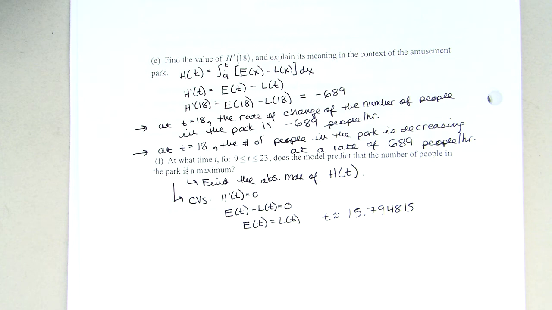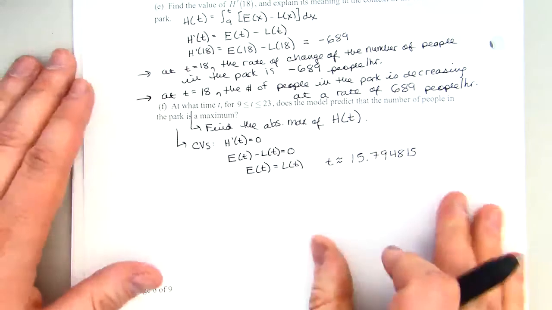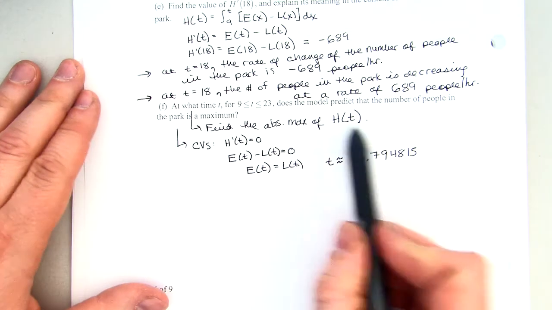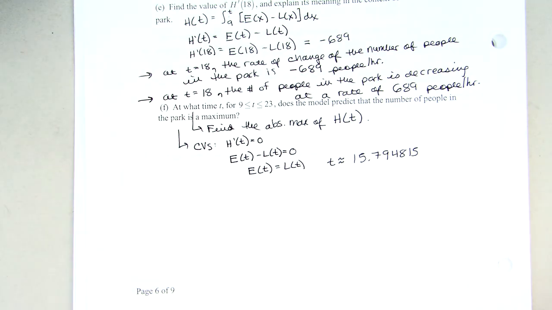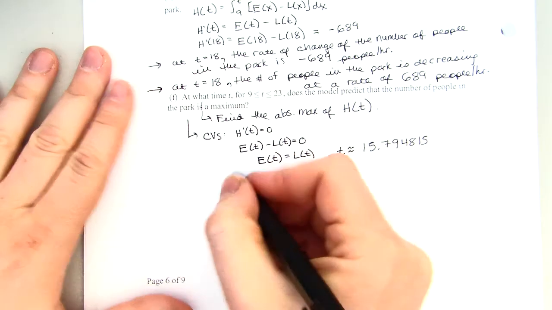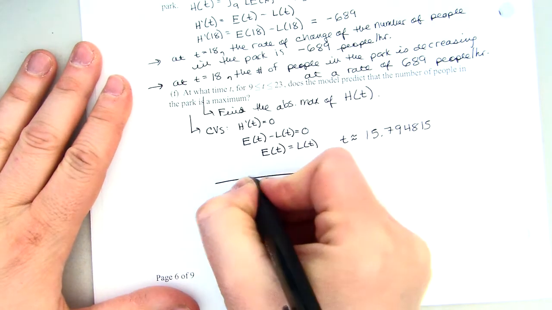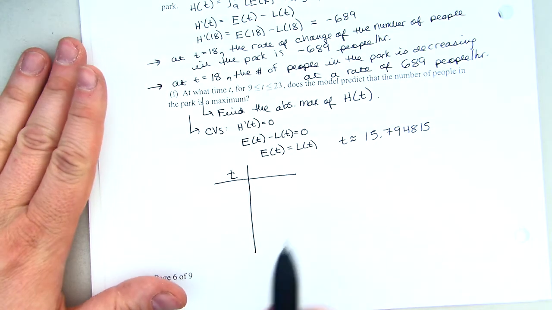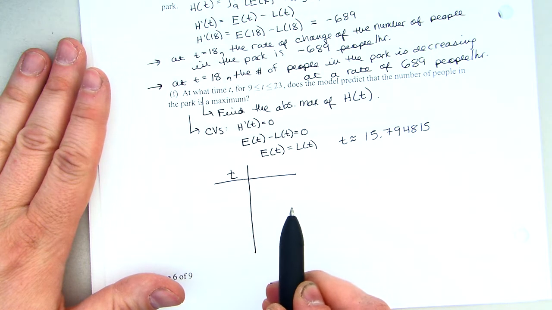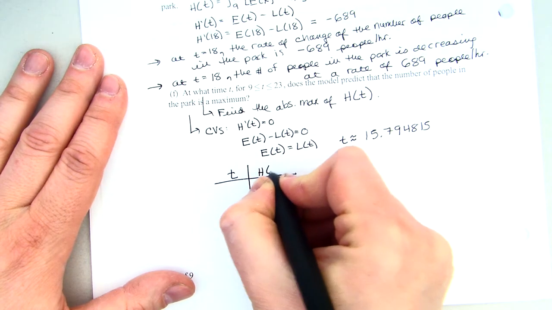Okay, next thing we need to do is set up our candidates test. Normally the direction would say justify your answer. Justification is really just using appropriate candidates test work for something like this. I'm going to set up my candidates test. I'm going to say t for one column. What's the other column going to be called? h of t.